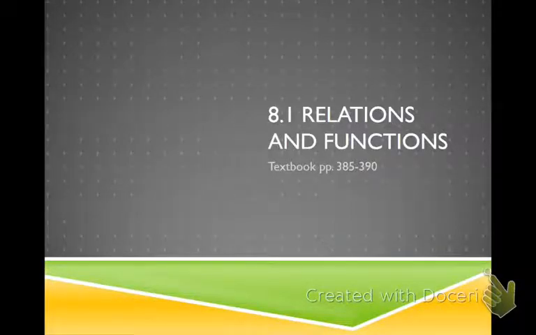All right, so today we're starting chapter 8. We're in section 8.1, relations and functions. We'll talk about the difference between the two of them. They are essentially the same thing as far as they both consist of sets of ordered pairs, except there's just one additional rule for a function.